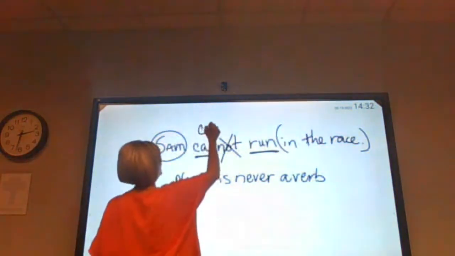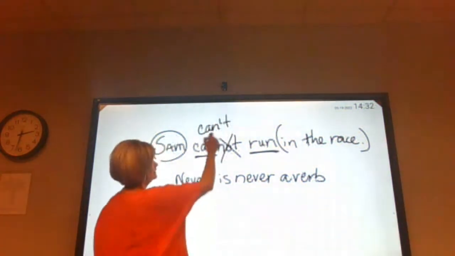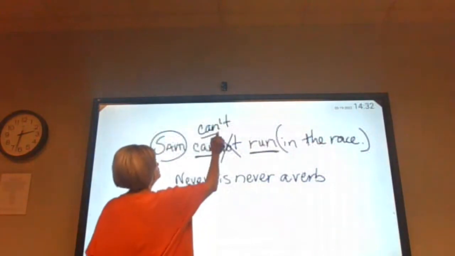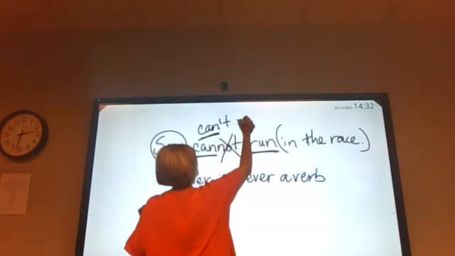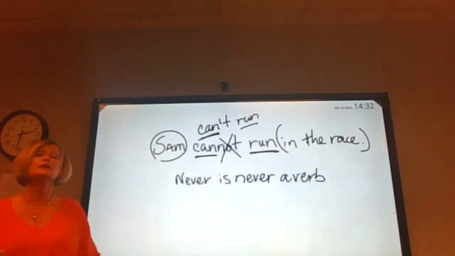And even if I had written it as can't run, the n apostrophe t is still the not part of it, but can is your actual helping verb. So you just would not include the apostrophe t.